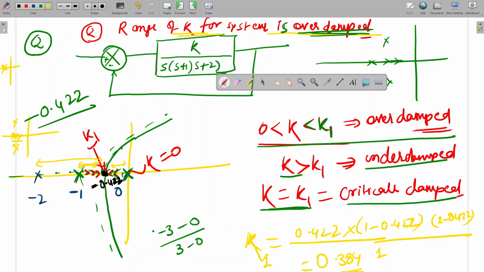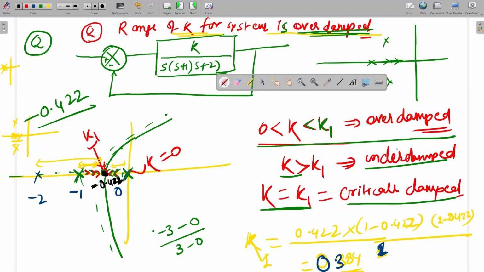So for overdamped... The denominator one is what, sir? 1 is there. See, if no zero is there in the system, at some point on the root locus we are measuring distance from all the poles in the numerator. Similarly, if any zero is there in the system, in the denominator we will multiply all the distances from the zeros to that point, where we have to measure the K value. And if no zero is there, that will be 1.